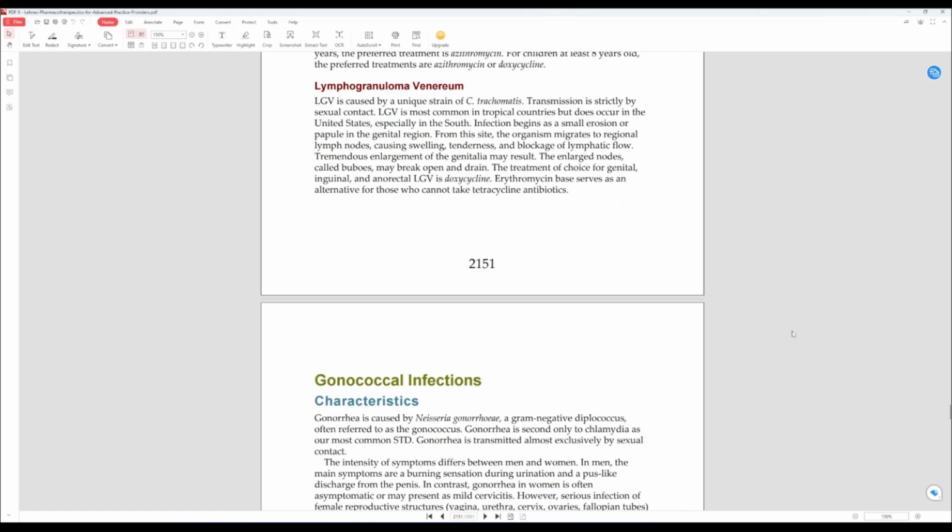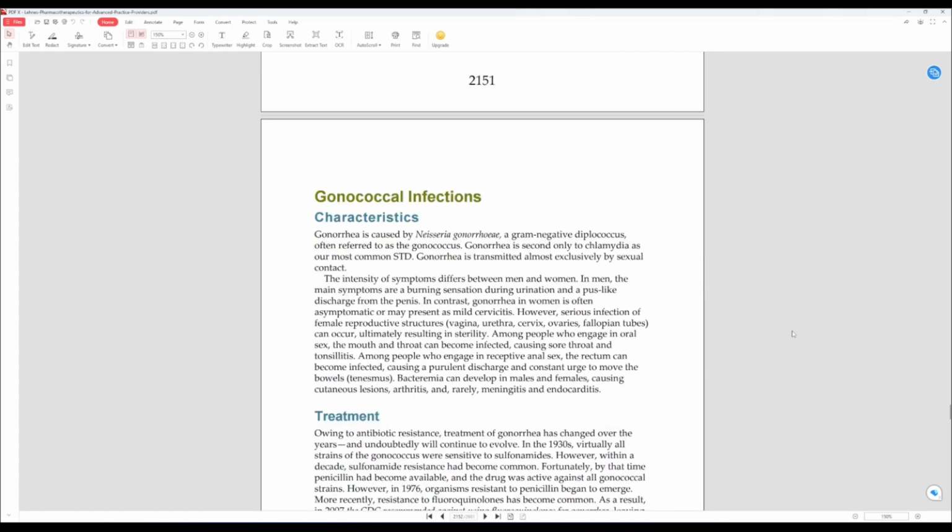From this site, the organism migrates to regional lymph nodes, causing swelling, tenderness, and blockade of lymphatic flow. Tremendous enlargement of the genitalia may result. The enlarged nodes, called buboes, may break open and drain. The treatment of choice for genital inguinal and anorectal LGV is doxycycline. Erythromycin base serves as an alternative for those who cannot take a tetracycline antibiotic.